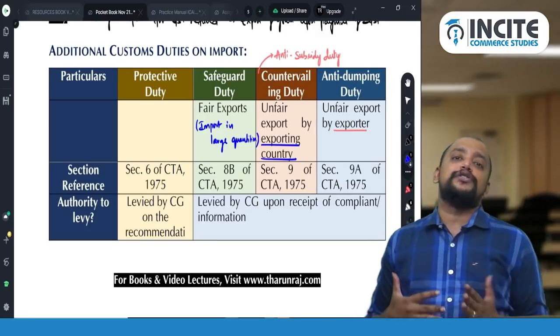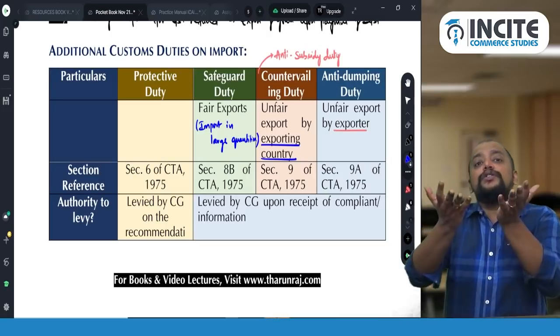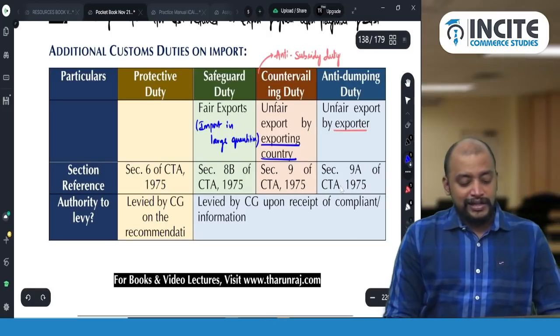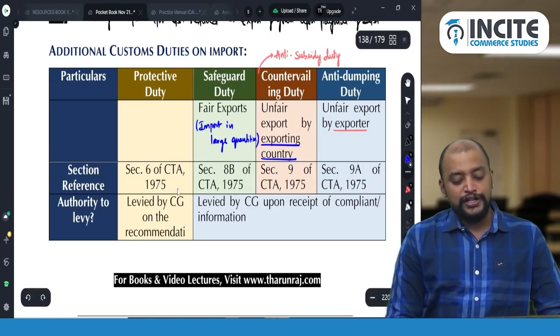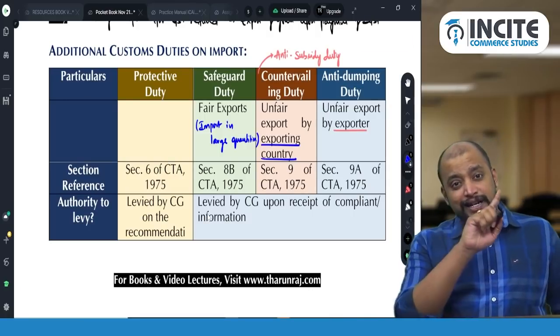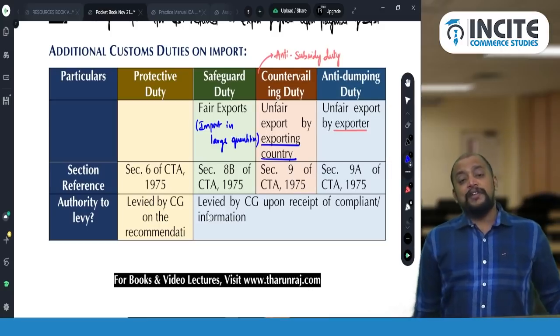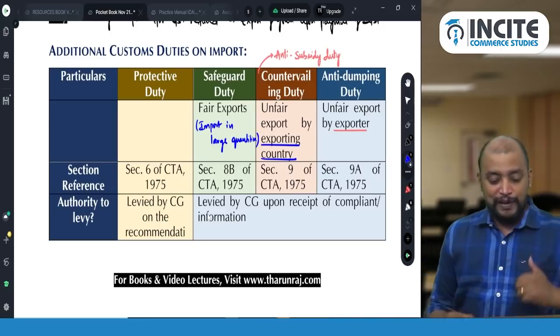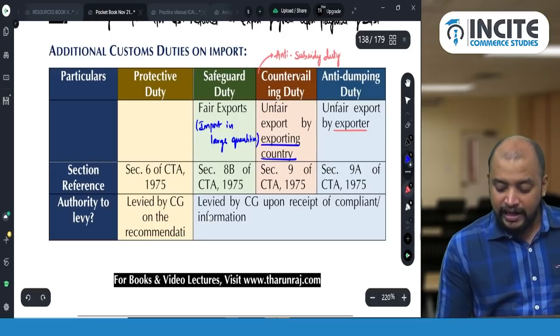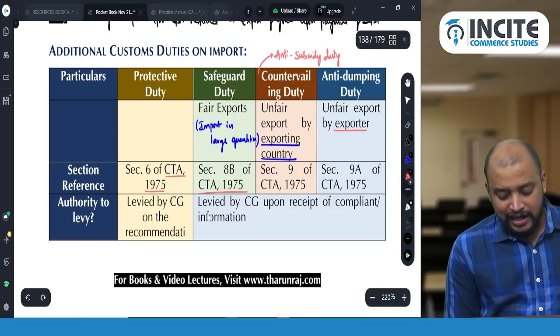So protective duty is not an additional customs duty, but an enhancement to the basic customs duty. And section 6 deals with protective duty. All these sections are of the Customs Tariff Act 1975. It is not the Customs Act 1962. So don't make the mistake of writing Customs Act 1962 in this place. It is the Customs Tariff Act 1975.